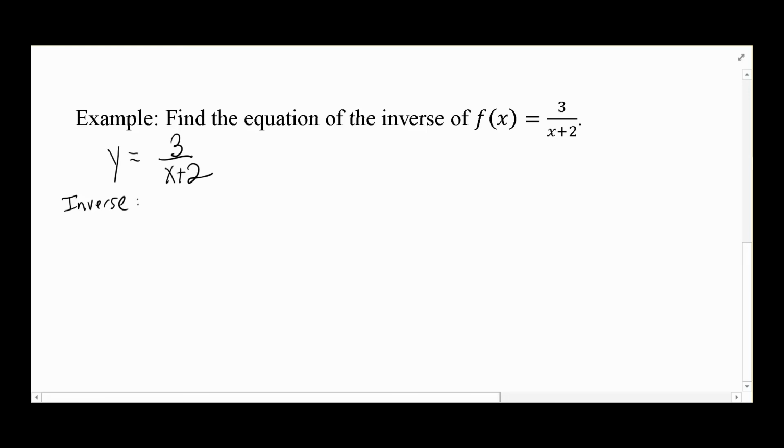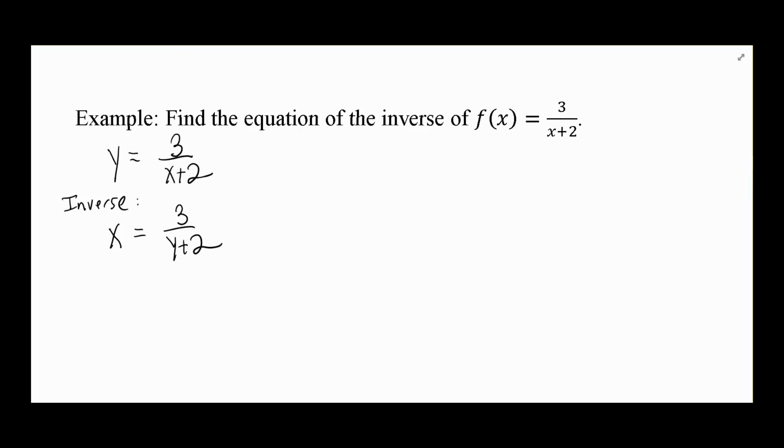Now in step 2 is where I'm actually going to change something. So I'm actually finding the inverse. This is not equivalent to the step above it. I'm actually changing it. I'm flip-flopping x's and y's. Now I have the actual inverse. It's just not written in a way that I like it. So in order to write it in a way that I like it, I want to get the y by itself.